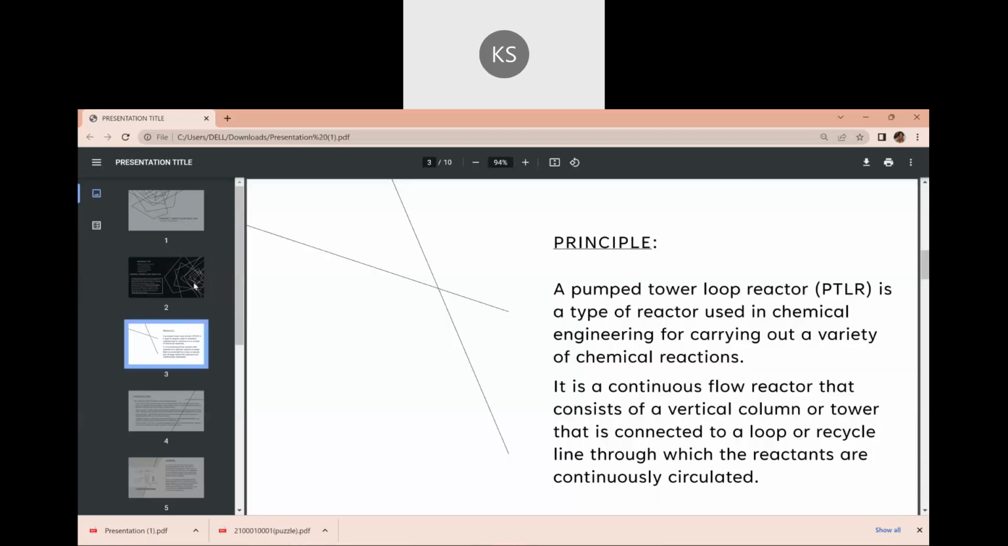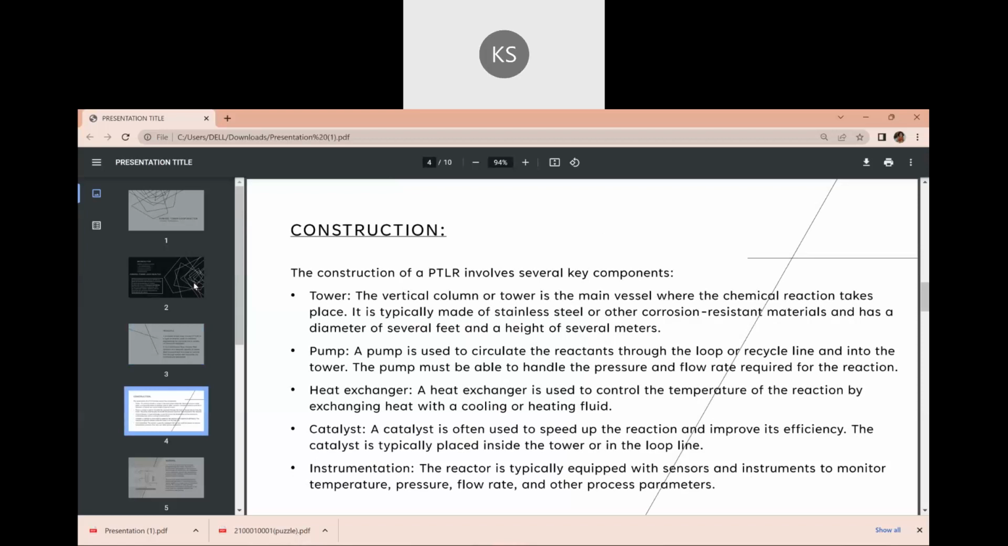So when it comes to the principle of the pump tower loop reactor, it is basically a continuous flow reactor, and it consists of a vertical column or tower where the reactants are constantly agitated and circulated, and the products are obtained at a faster rate when compared to other types of reactors. When it comes to the construction, the setup of the pump tower loop reactor involves several components like tower, pump, heat exchanger, catalyst, and instrumentation.